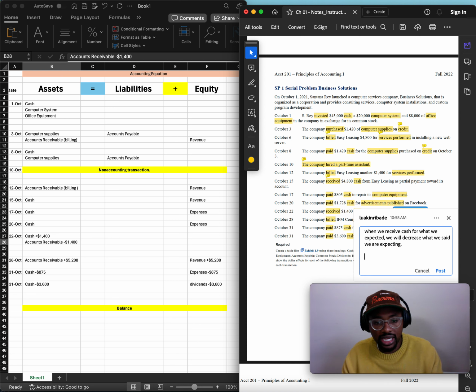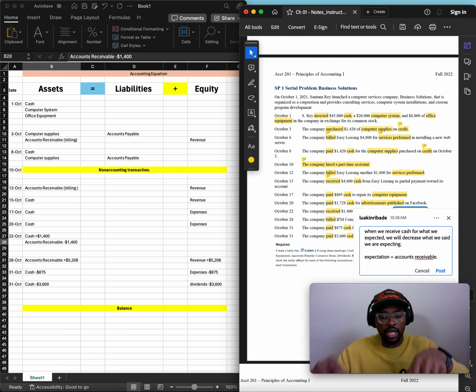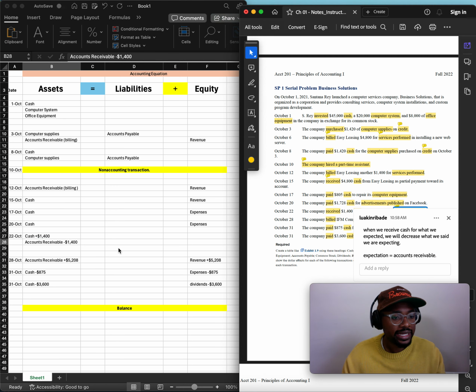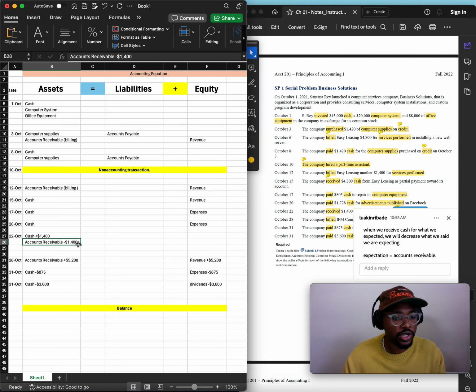Remember, expectation equals accounts receivable. Okay, so whenever I say expectation, think accounts receivable. So we're going to reduce our expectations. So we're reducing that by decreasing it by 1,400.